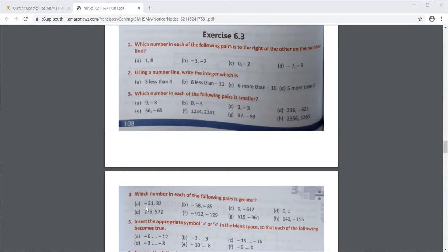Now minus 31 and 32. So minus 31 is a negative integer, so it will be towards the left, and this is a positive, so it will be towards the right. So 32 is the greater number. Okay, that's how you'll do the remaining.